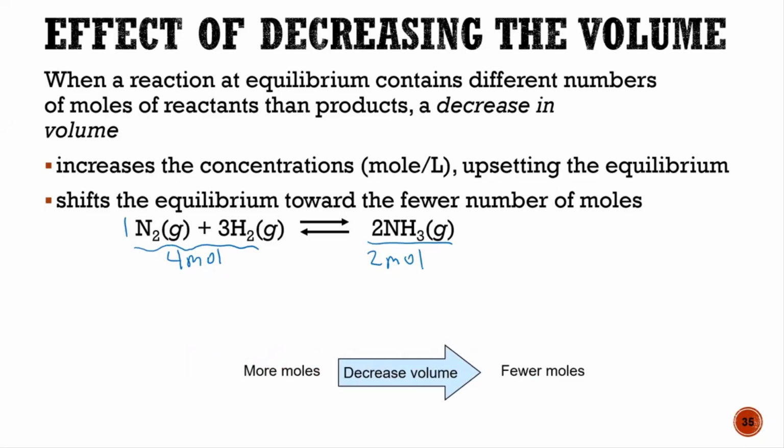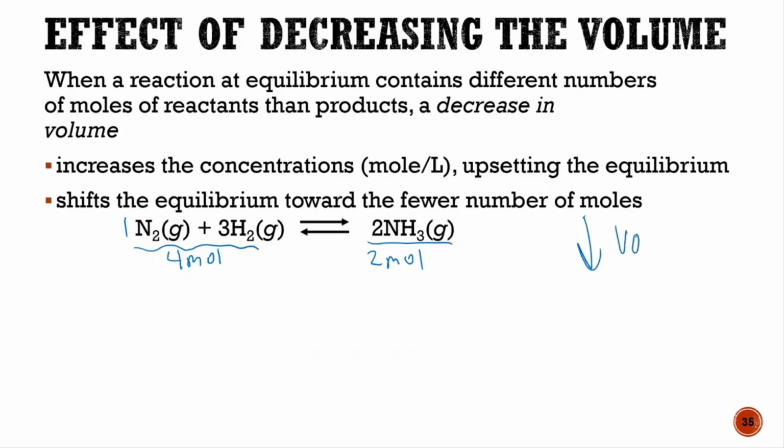Okay, I don't really like this right here, so I'm going to go back. What I like doing is using the trough again, and we can look at it this way. If I decrease volume, and I don't even need the trough here, actually, that's going to increase pressure. I'm going to want to relieve that pressure, so I'm going to shift to the side that has fewer moles of gas, right?